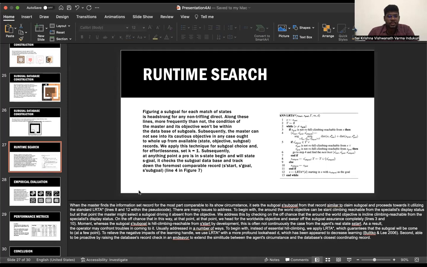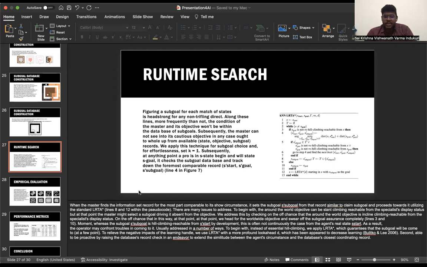The runtime search. When the agent finds the database record most similar to its present situation, it sets the sub-goal S dash from the record similar to its own sub-goal and proceeds towards it using the standard LRTA star. There are many issues to address. To begin with, the global goal can be hill-climbing reachable from the agent's current state, but then the agent might select a sub-goal leading it away from the goal.